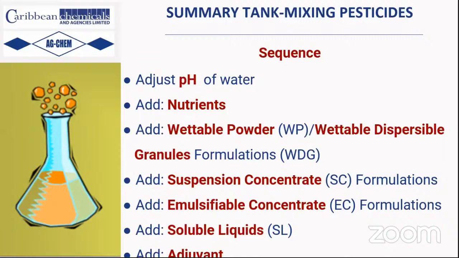Okay. Summary of the sequence. Adjust pH of water. Add nutrients. Add wettable powder or wettable dispersible granule. Add the suspension concentrate. Add your emulsifiable concentrate, then your soluble liquid. And remember that the soluble liquids can come before or after suspension concentrate, then your adjuvants.